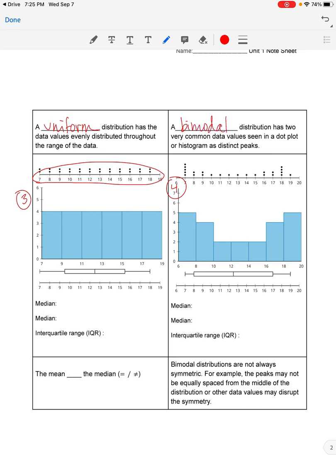A mode is a group that has a lot in it. So here we have a lot of the data at 7. We have 1, 2, 3, 4, 5 data points at 7, and 4 data points at 8. And so they're separated from each other. They're 2 different modes. So we have a lot here and a lot there, but not so much in the middle. So bimodal has 2 groups that have a lot, 2 areas that have a lot, and then not as much somewhere else.